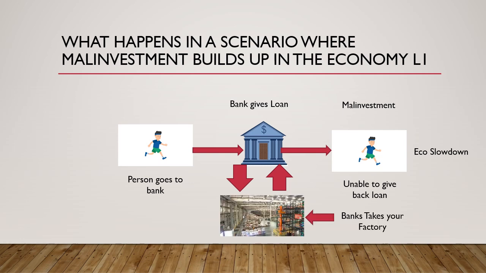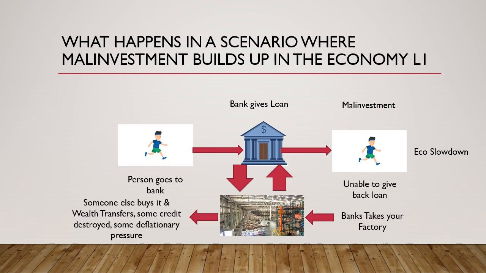The bank would then take up your collateral, right? And it would sell that collateral to some other participant in the economy, let's say a player B. So there's a wealth transfer that happens from person A to person B. Some credit is destroyed in the economy and deflationary pressure, at least to some extent, gets built up.